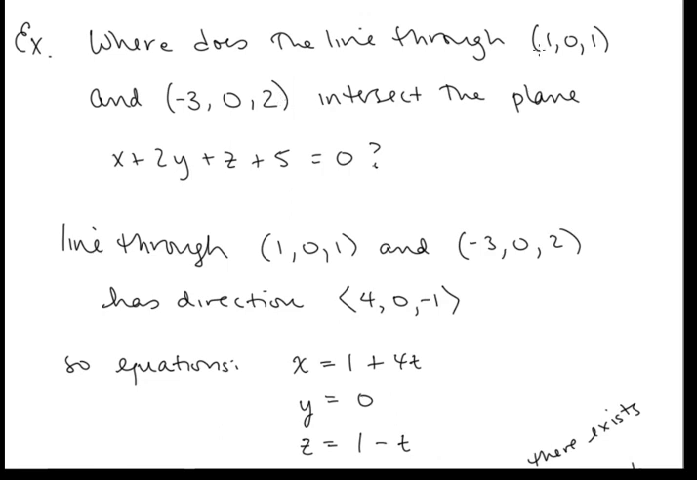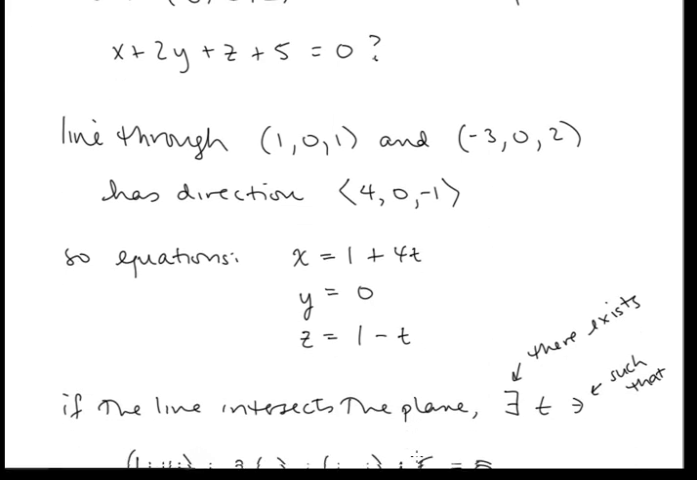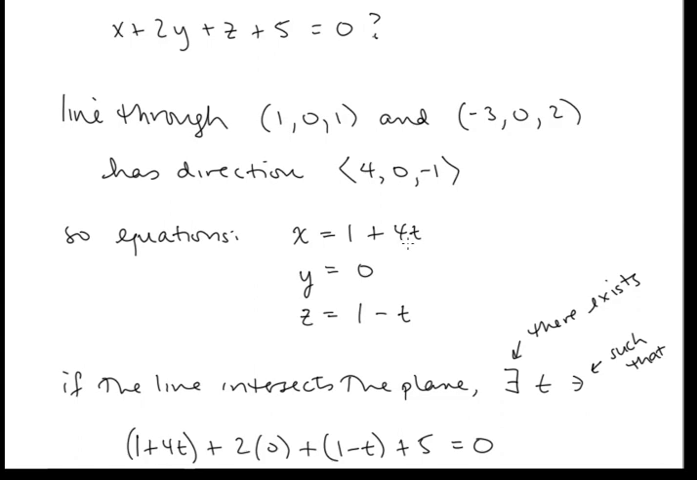So using these two points to find a direction vector for this line gives us direction vector ⟨4, 0, −1⟩. And here I've set up the parametric equations that use the point (1, 0, 1) and use the direction vector ⟨4, 0, −1⟩. So now we have a parametric representation of the line, and now we can substitute 1 + 4t in for x, 0 in for y, 1 − t in for z.